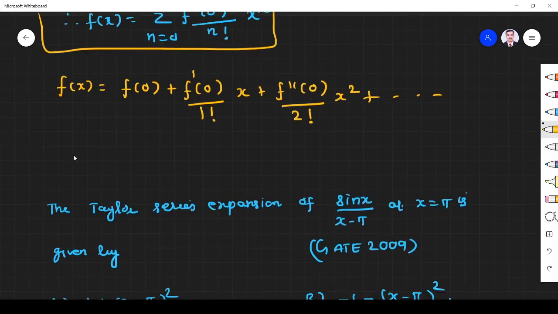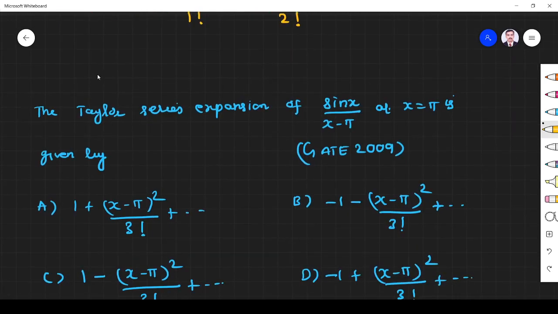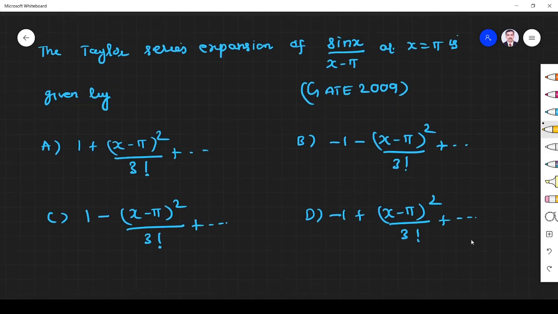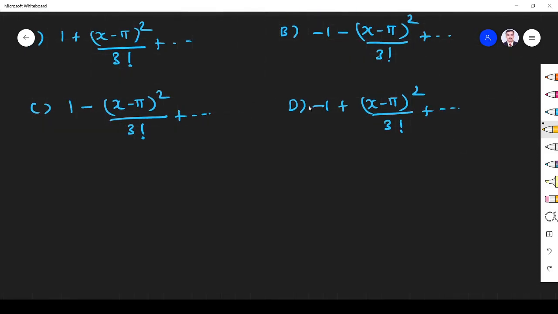Okay, now we go to problems which have been asked in GET exam, and this may be asked in TRB also, right? Okay, the first question is the Taylor series expansion of sine x divided by x minus pi at x equal to pi, right? So what is the question? Sine x divided by x minus pi at x equal to pi. So here a is pi, right?